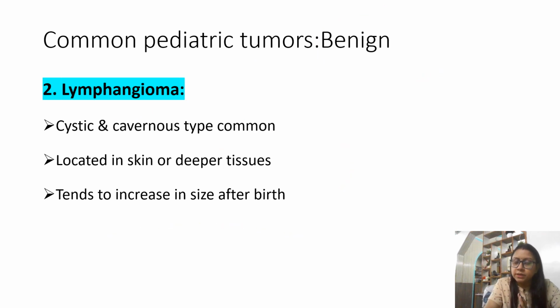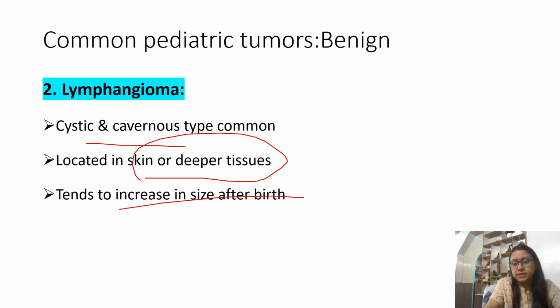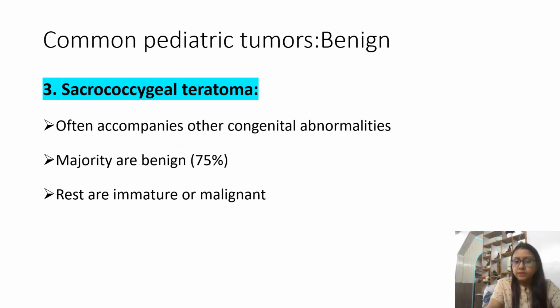Then hemangioma के बाद आता है lymphangioma. It can be of two types, cystic and cavernous. They are located in skin or deeper tissue and they tend to increase in size after birth. Then third is a sacrococcygeal teratoma. They often accompany other congenital abnormalities; the majority, 75%, are benign. Rest are immature or malignant also.